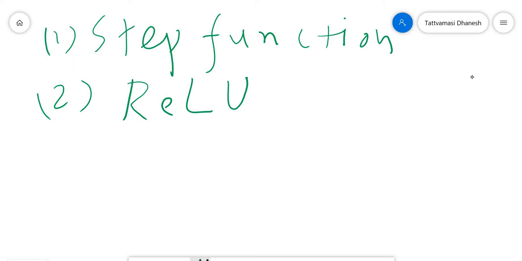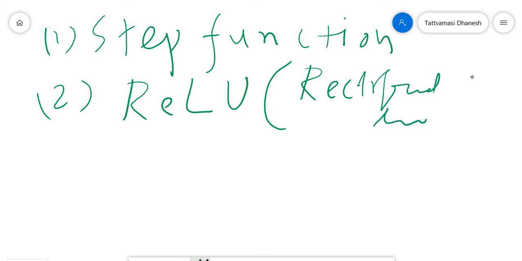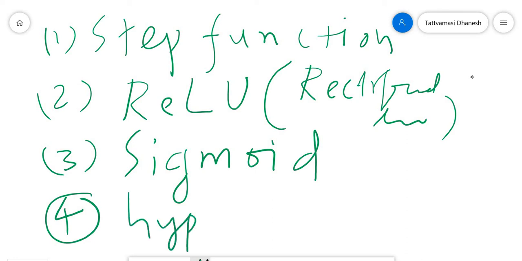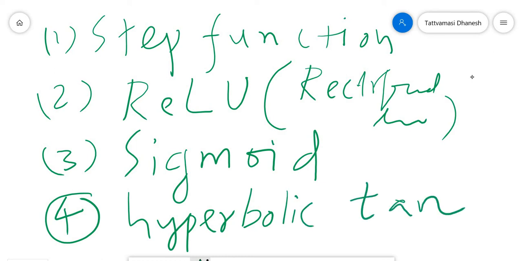It's a linear function. If you see y is equal to mx plus c, that straight line, it's a rectified linear unit. So this is ReLU. Then you have the sigmoid function, the third one. Fourth one, hyperbolic tan. These are all the commonly used activation functions in a neural network. Tan, you know, sine, cos, tan. Hyperbolic tan is more complex, so we will discuss that in the coming videos.